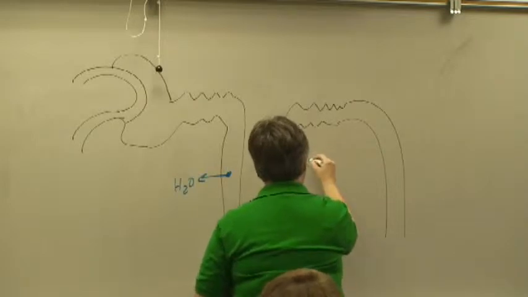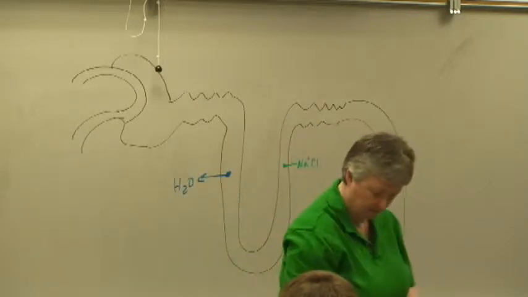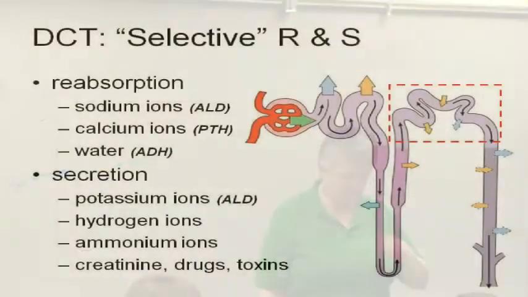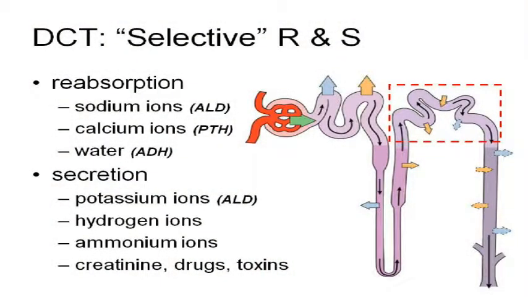You got it. All right. Okay, and then finally to the distal convoluted tubule. Mainly secretion. Selective reabsorption.